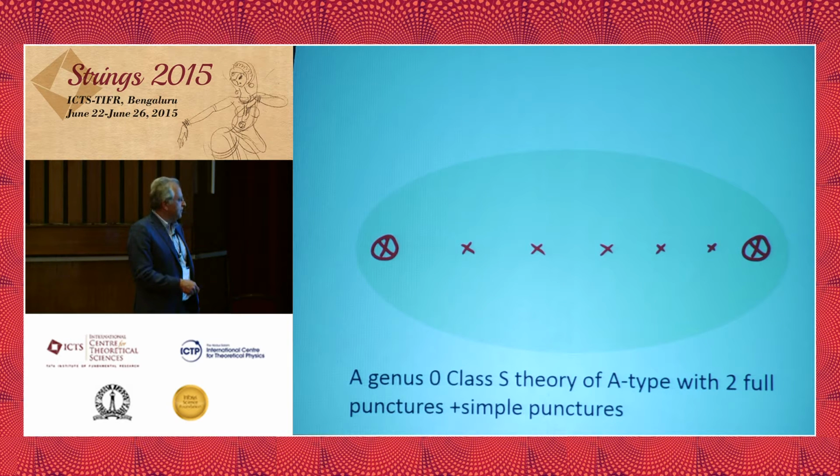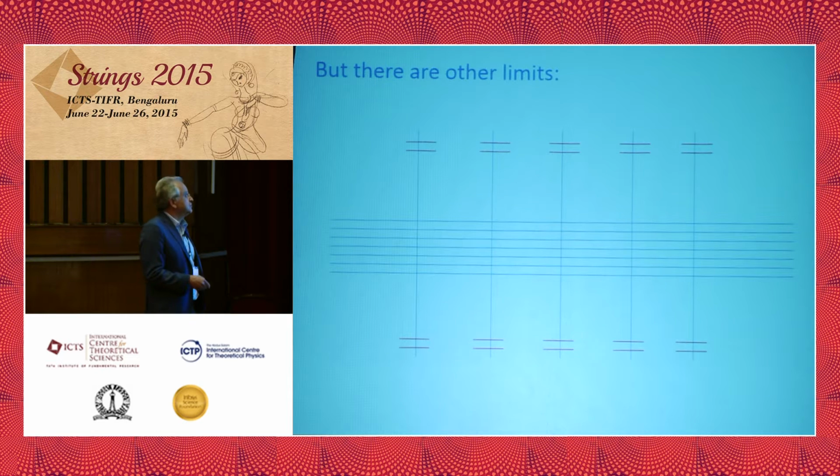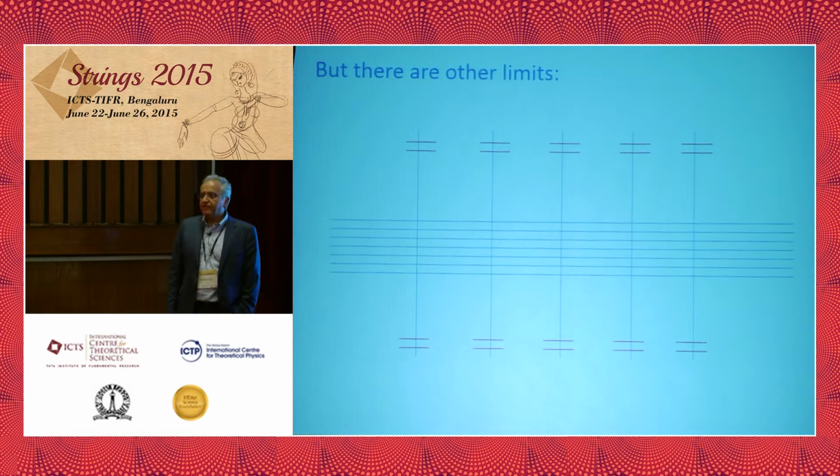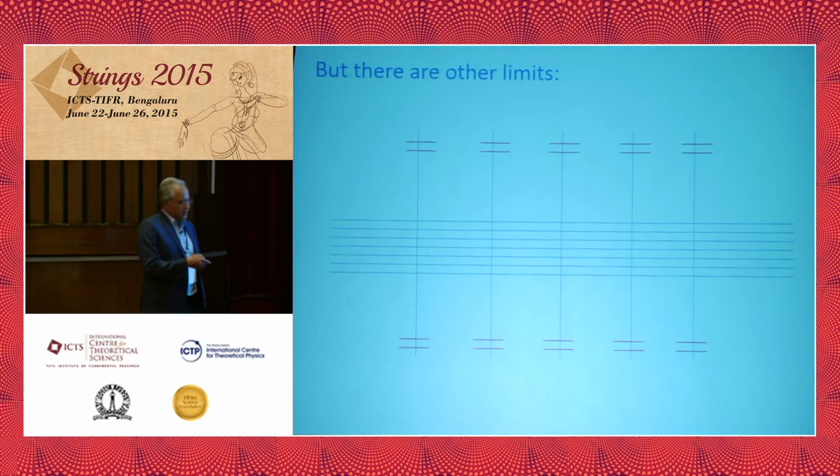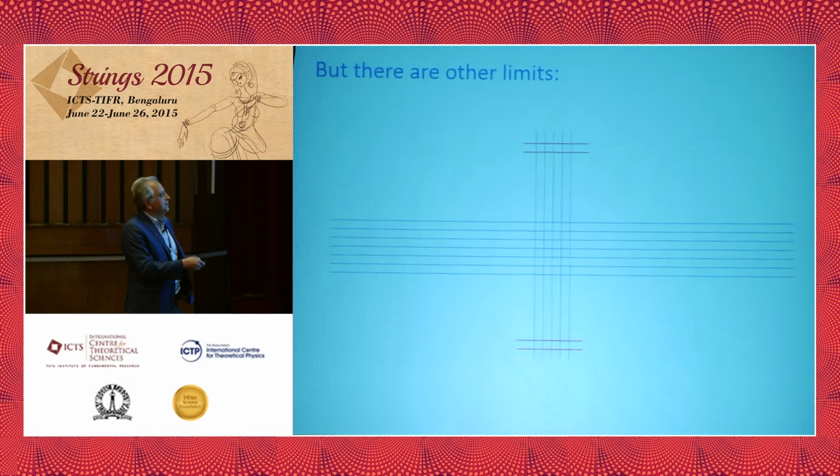So this, you can view it as a genus 0 class S theory of A type with two full punctures. These are the two ends, and then with some simple punctures in the middle, depending on how many gauge groups we have. But there are other limits. If you want to keep this piece relevant, which is where the torus will be showing up, it is natural to take a different limit where you bring them together.